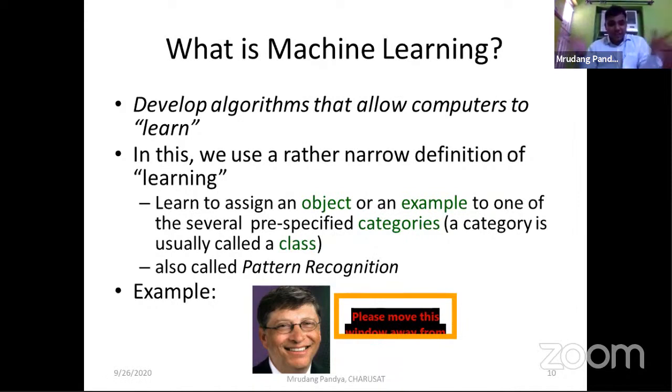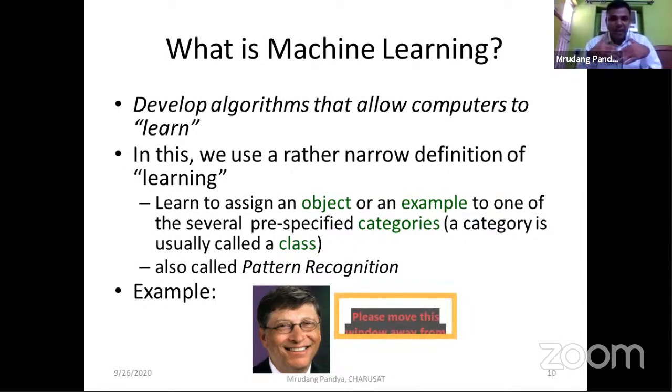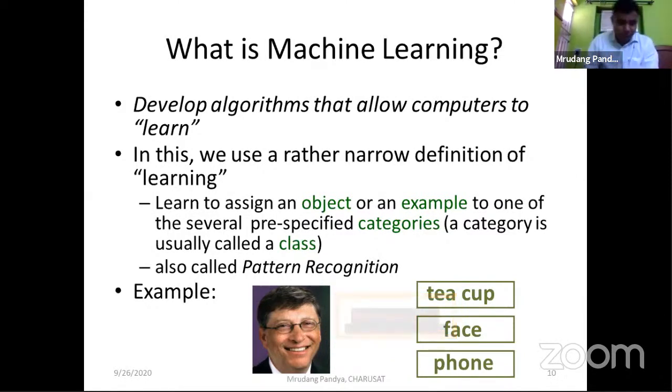As an example, this is one picture in front of you, right? Now I want to identify what is in the picture. Is there any face shape, any teacup shape, or any other category? Let me define my categories also. I have to identify whether this picture is related to a teacup, a face, or a phone.